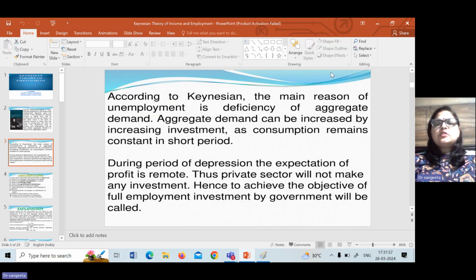According to him, the main reason for unemployment is the deficiency of aggregate demand, and aggregate demand can be increased by increasing investment, as consumption remains constant in the short term period. So during the depression period, the expectation of profit is remote. That is why the private sector will not make any investment, and hence to achieve the full employment objective, investment by the government will be called for.